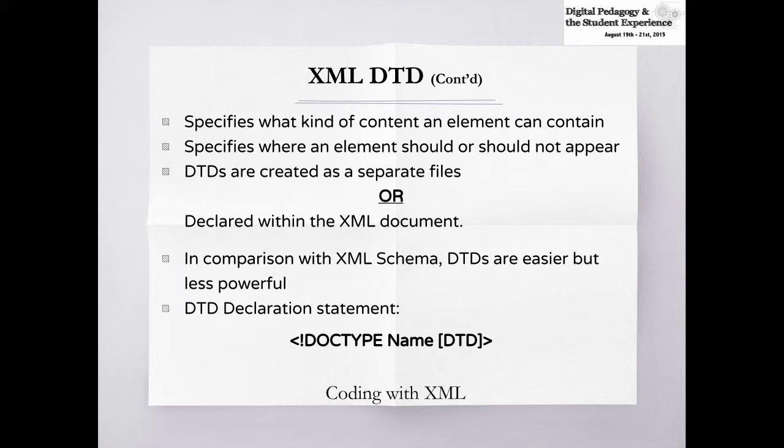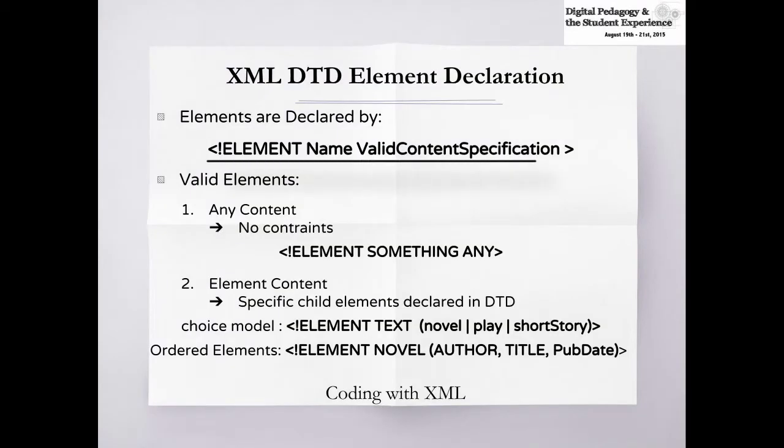First, I want to give you a quick overview of how to declare DTDs and DTD elements. Here's an example of what a DTD declaration looks like. In a DTD, elements are declared with the following syntax. There are different types of DTD elements. There's an any content element, and this has no constraints. It can have text or other elements. It could be anything. Here's an example of how you would declare this element.